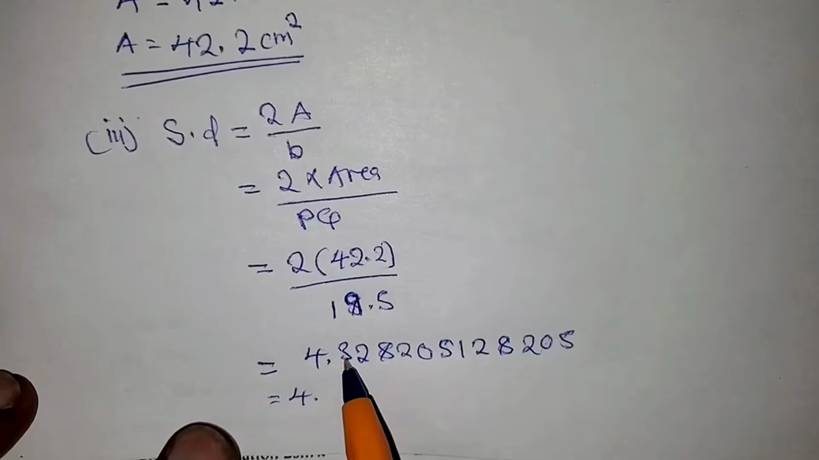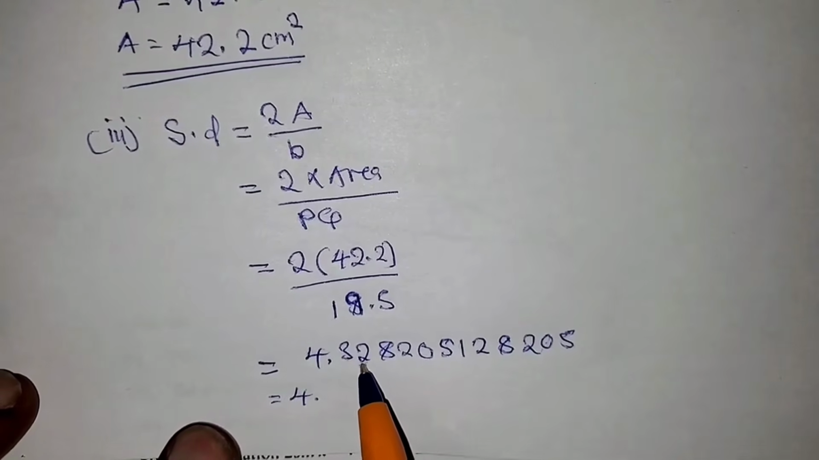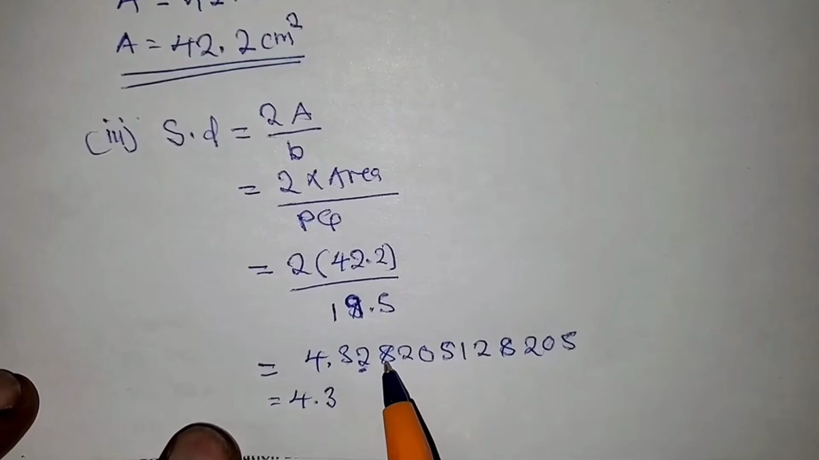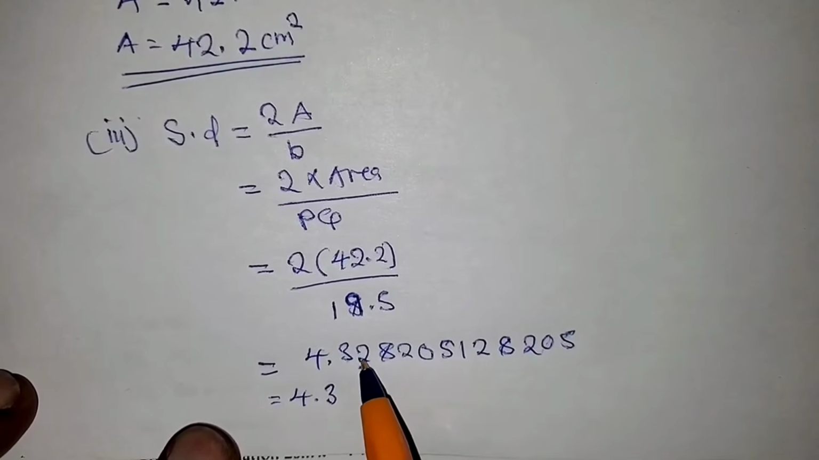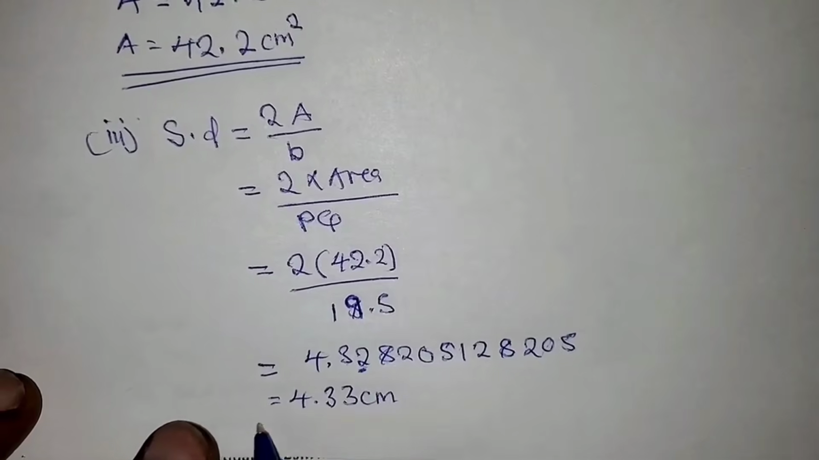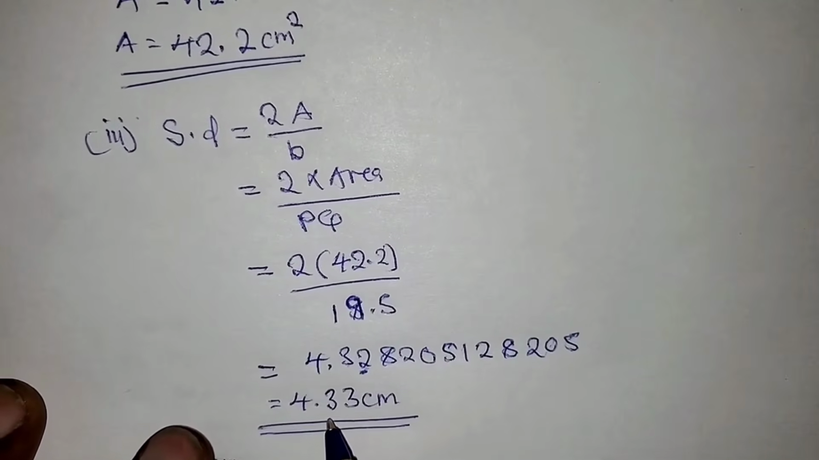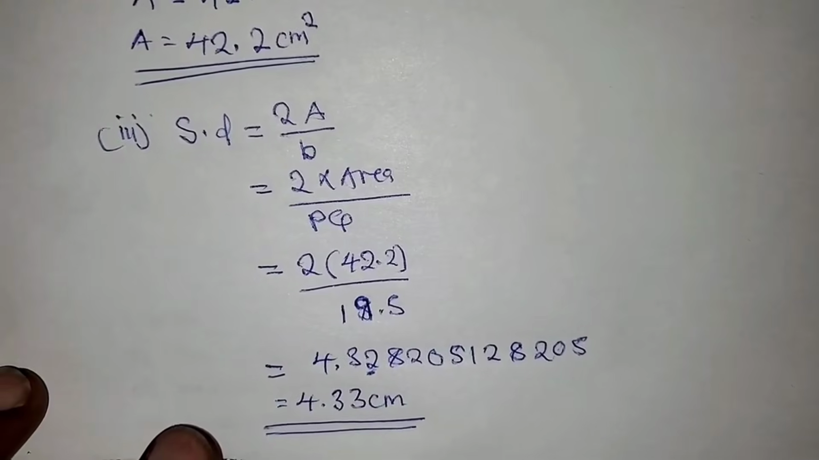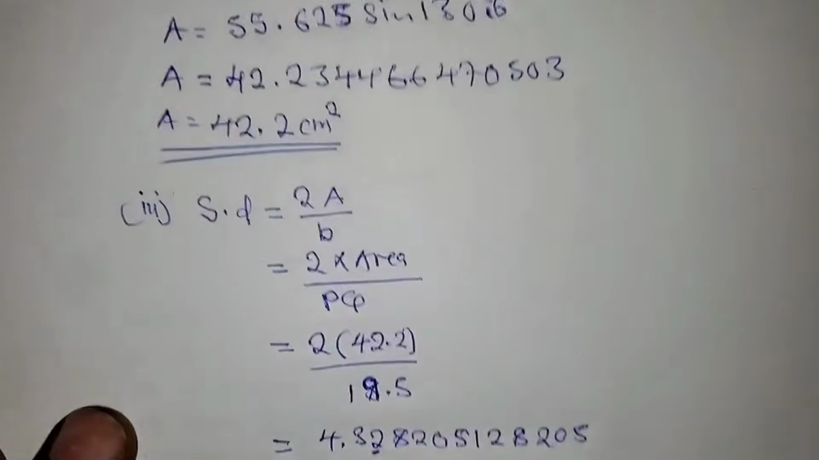This is the second significant figure, this is the third. Now look at the third significant figure. So we're going to write 3. After this 2, there is a number which is greater than 5, so we can add 1 to this 2 and it becomes 3. The units, it is centimeters.